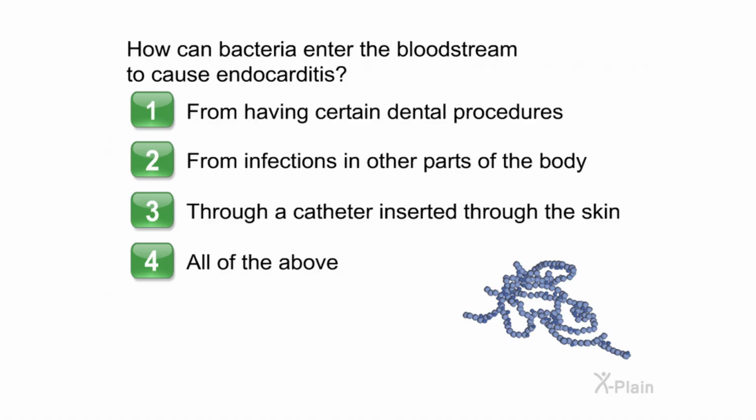How can bacteria enter the bloodstream to cause endocarditis? Choose one of the following options. 1. From having certain dental procedures. 2. From infections in other parts of the body. 3. Through a catheter inserted through the skin. 4. All of the above.